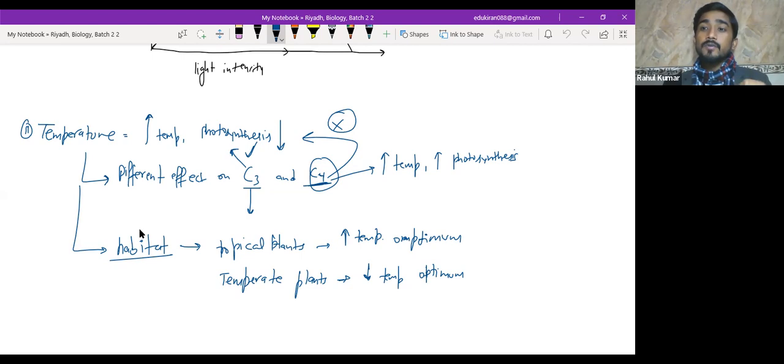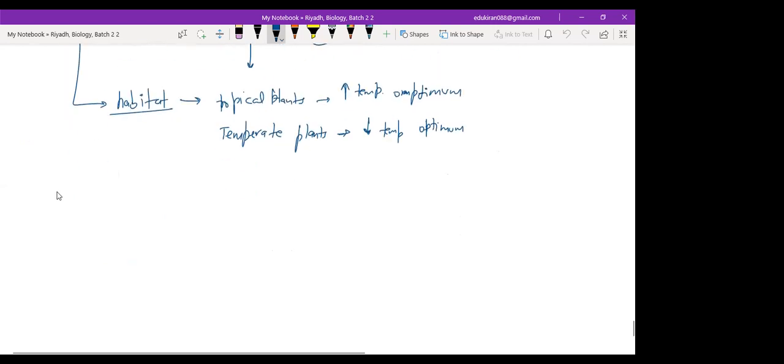Third way it can affect is through habitat. So plants which grow in tropical regions get adapted to tropical conditions, whereas plants which grow in temperate regions, whether they are C3 or C4, get adapted to temperate conditions accordingly. So the effect of temperature is not the same. It depends on certain other sub factors. Is it clear, everyone? Yes, sir. Right.